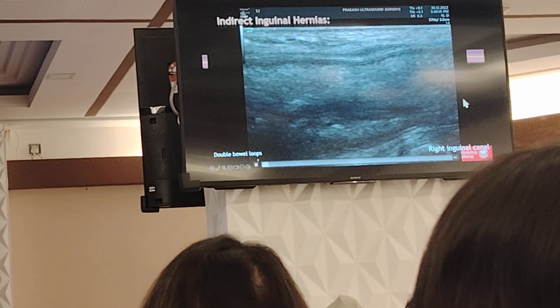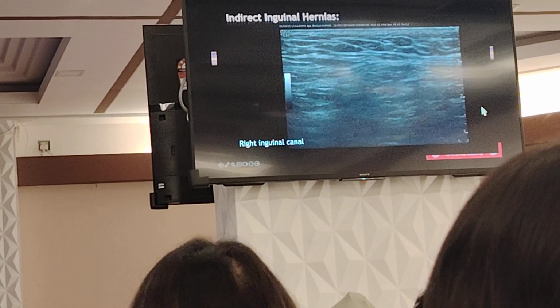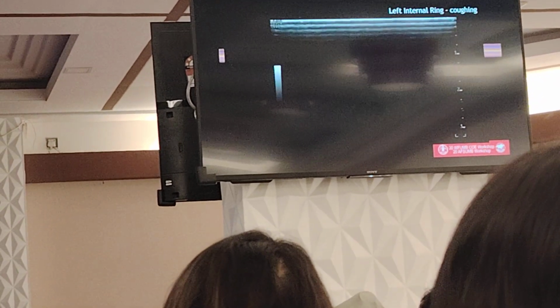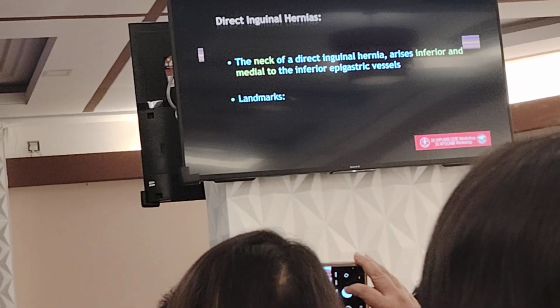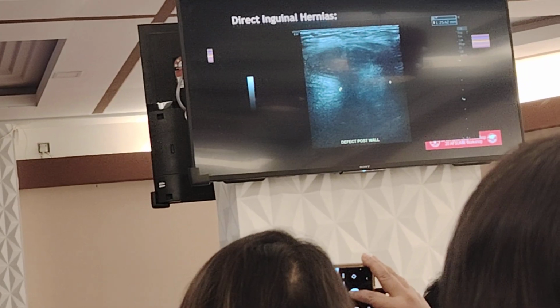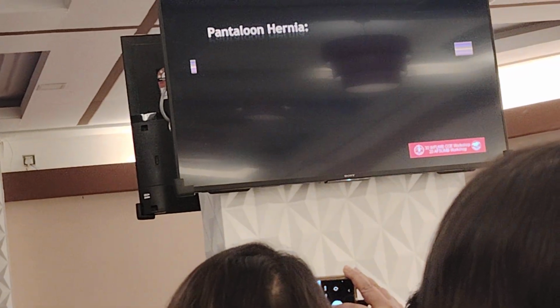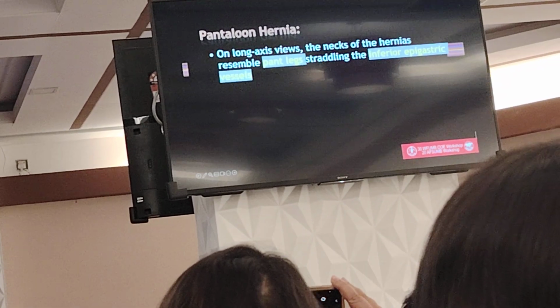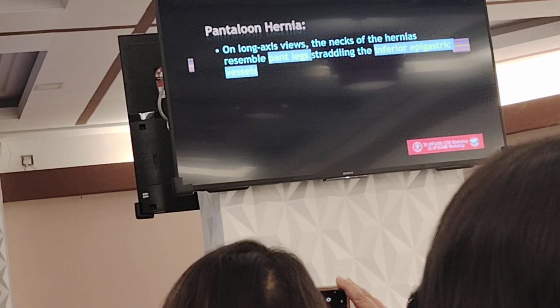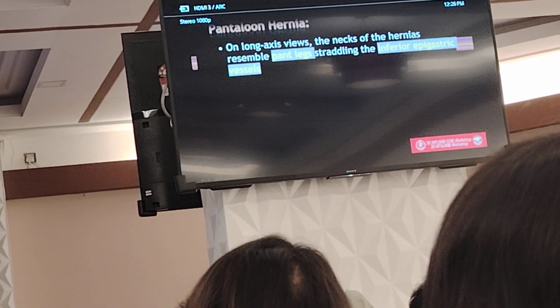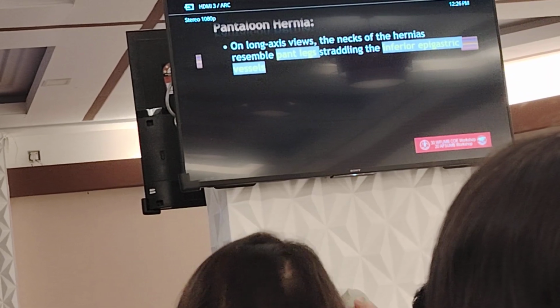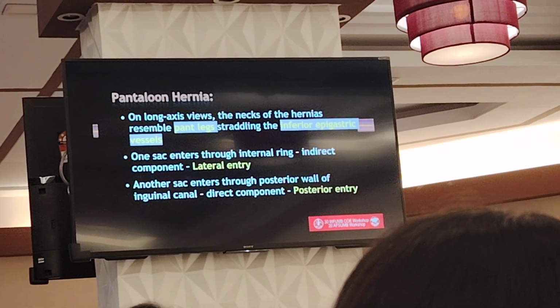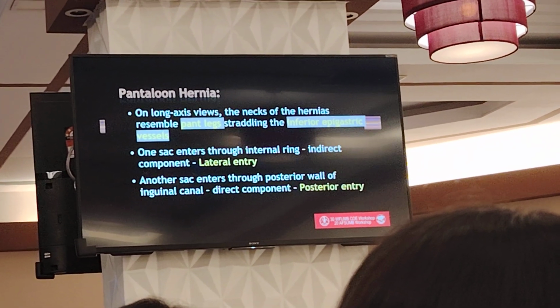Okay. So these are indirect and direct inguinal hernias. I will show one case of pantaloon hernia. This will include both types of examples. On imaging, the neck resembles pant legs straddling the inferior epigastric vessels and includes two components. One is an indirect inguinal hernia and the other a direct inguinal hernia.